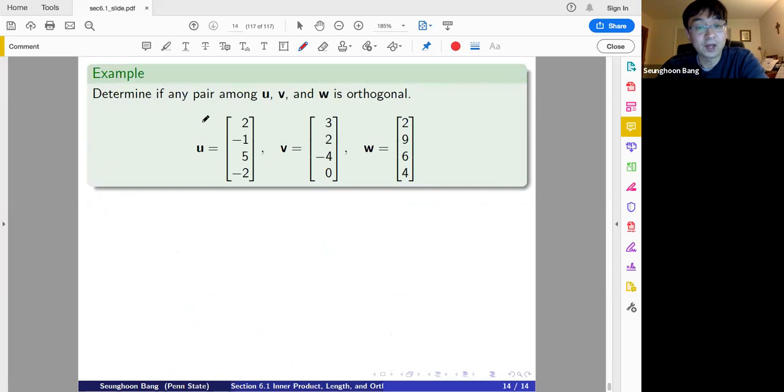Determine if any pair among u, v, and w is orthogonal. You can calculate u dot v first. So we have 2 times 3, 6. Minus 1 times 2, negative 2. 5 times negative 4, negative 20. Then 2 times 0 plus 0. So exactly 4 minus 16 is negative 16. What's that? Not equal to 0. What does it mean? Vector u and vector v are not orthogonal.